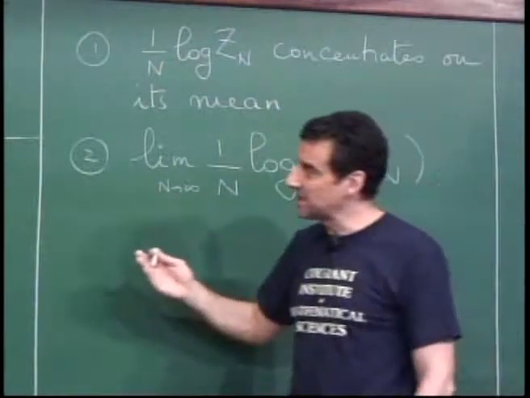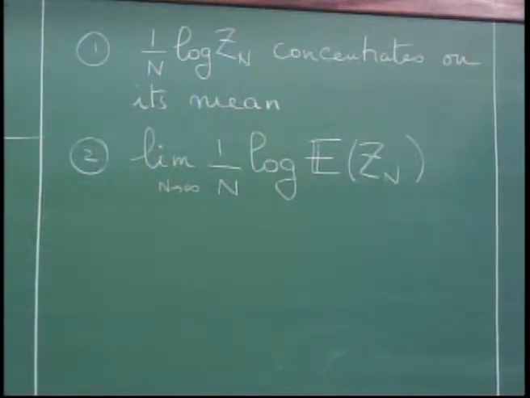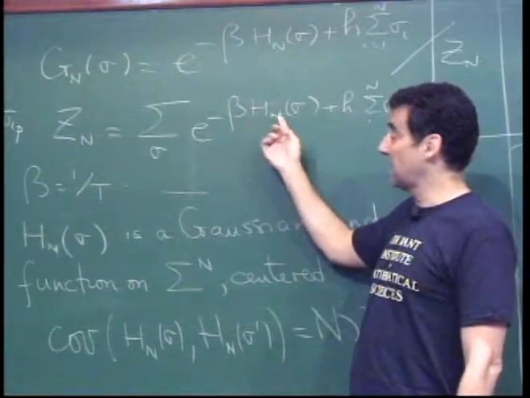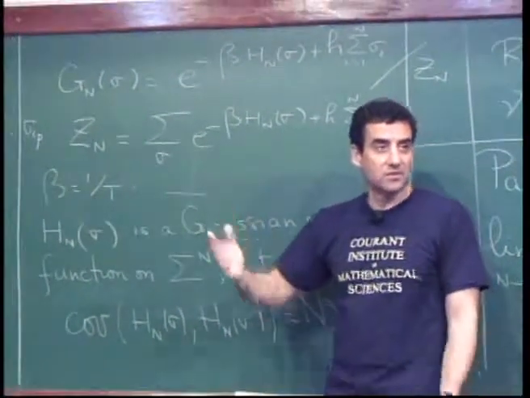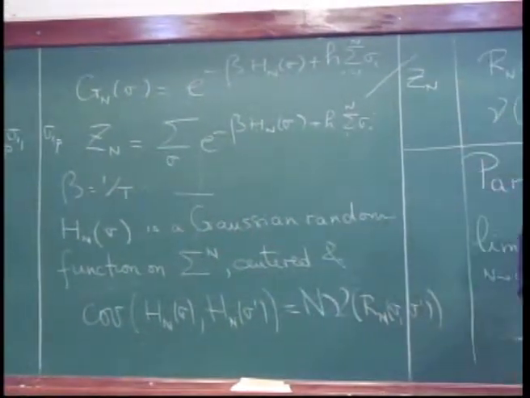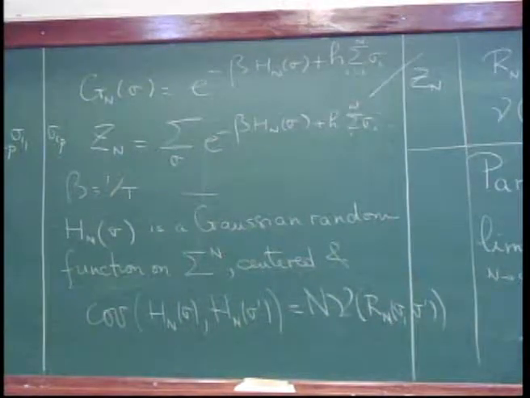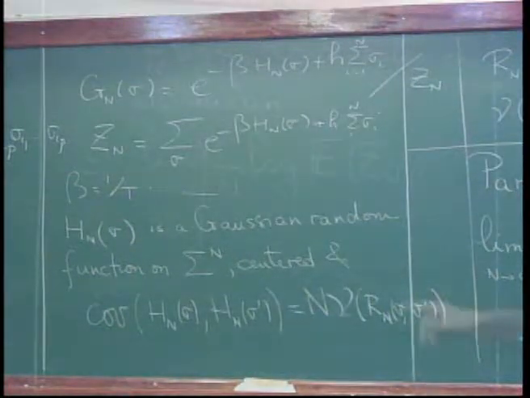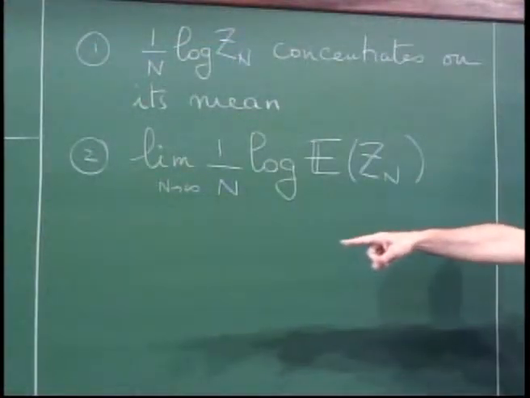Because if you look at the expectation of this, the expectation, of course, commutes with the sum. Then you have to compute the expectation of that. And this is exponential minus beta times a Gaussian variable. So you're just computing the Laplace transform of a Gaussian variable. Not very hard. So that's a trivial computation. And of course, this limit is completely different from that, usually.